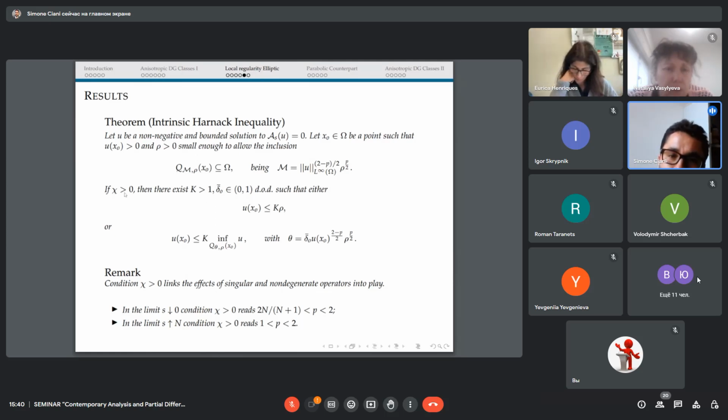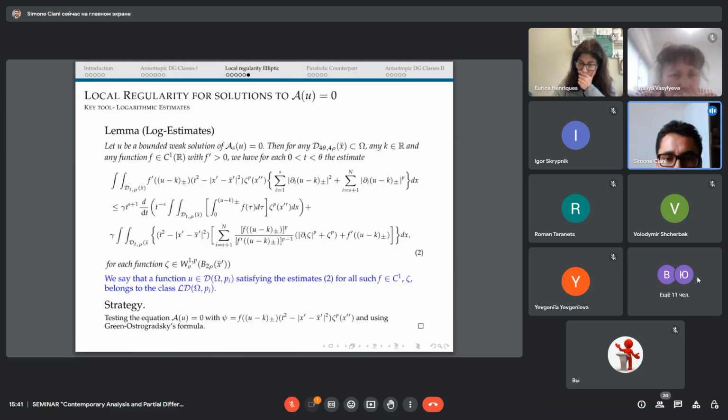When the condition chi greater than 0 holds true, then we have two constants, c and delta, such that either the solution is already small enough compared to the radius, or the Harnack inequality holds true in this particular geometry. The remark that I told you before is still holding. Condition chi greater than 0 links the effects of the singular and non-degenerate parts of the operator that you saw before. So when s goes to 0, one recovers the classical parabolic range of p, while when s goes to n, let's say formally, because s must be a number from 1 to n minus 1, the condition of positivity on chi reads as p from 1 to 2. So when the equation is non-degenerate, you can choose any p between 1 and 2.